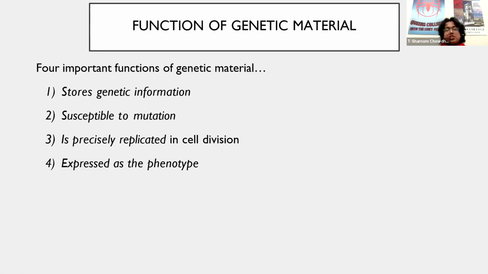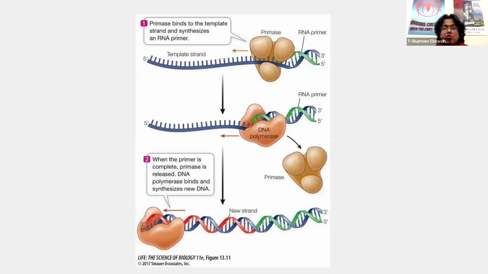All right, so the function of genetic material, what's the importance of DNA? DNA stores genetic information. It's susceptible to mutation. Obviously, some mutations are bad, but at the same time, some mutations are good. It's precisely replicated in cell division, and your DNA is expressed as the phenotype. So now we're going to go over DNA replication.